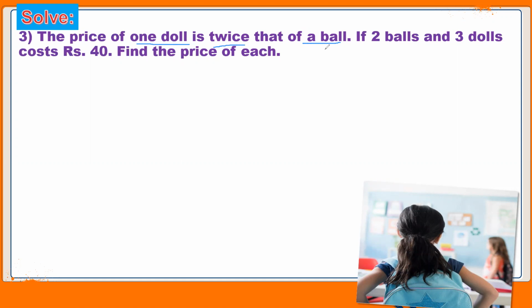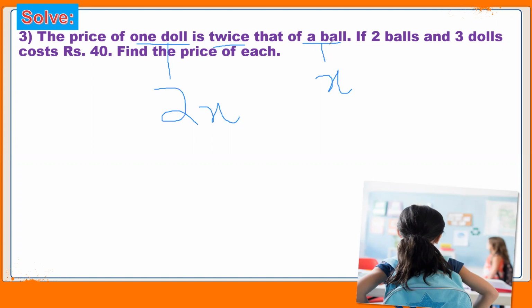We have to suppose the price of a ball. Why? Because if we suppose the price of the ball is x, then the price of one doll becomes 2x. Twice means double. Twice means we have to multiply it with 2. The price of one doll is twice that of a ball.